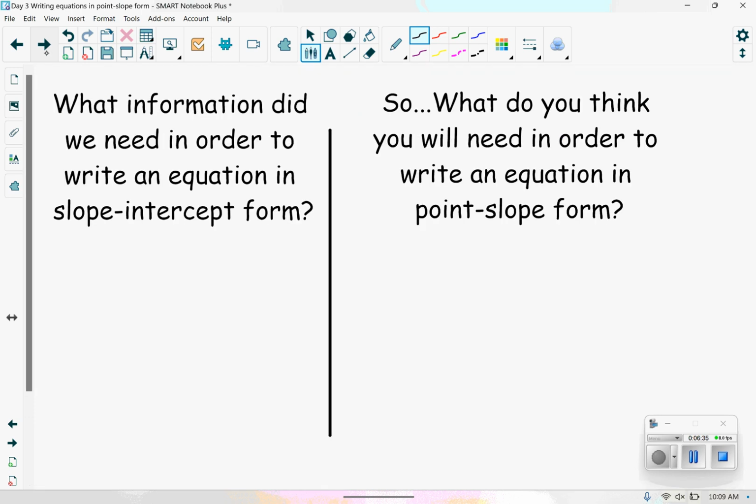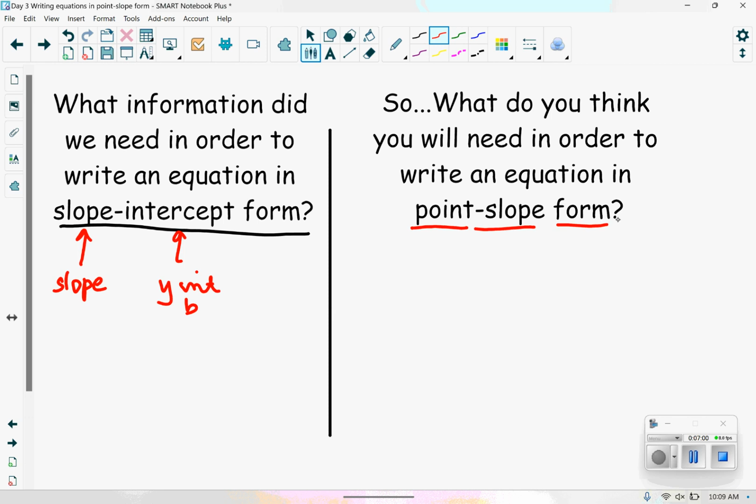Okay, so let's think about that slope-intercept form one more time. What information do we need in order to write an equation in the slope-intercept form? Well, obviously we needed our slope, and we needed our y-intercept, our b, right? That's why it's called the slope-intercept form. So what do you think we'll need in order to write an equation in something called a point-slope form? Hint, hint. I need a point, and I need a slope. That's the only two things I need. I can get them however I want, and I can write an equation in point-slope form.